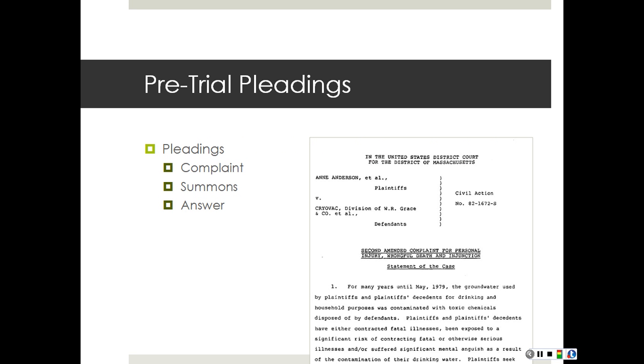Pleadings are documents filed with the court to start a lawsuit. In a civil trial, the plaintiff files a complaint. So look in this chapter of your textbook to see an example of a typical complaint. And a sample is also here. A summons informs the defendant that he or she is being sued and that they have an opportunity to respond to the lawsuit. The defendant replies to the complaint by filing an answer.